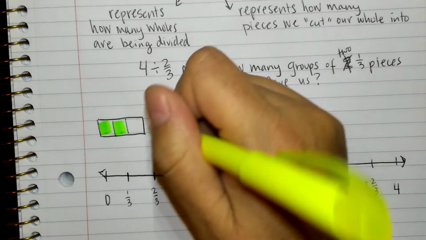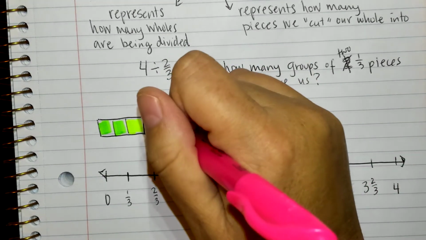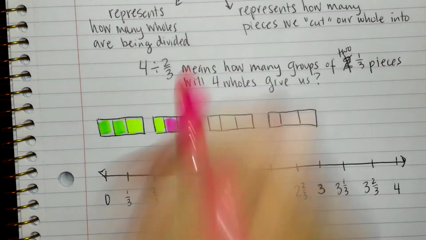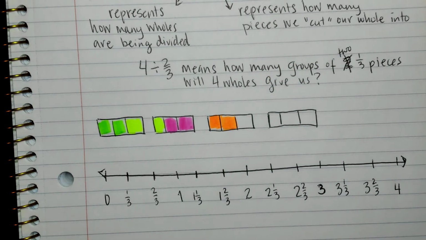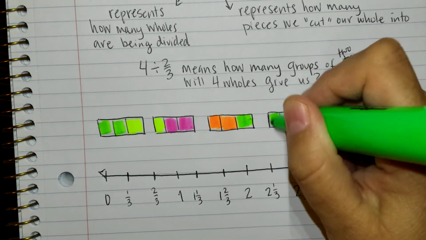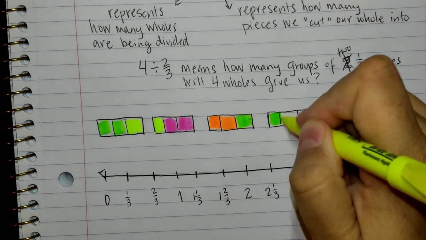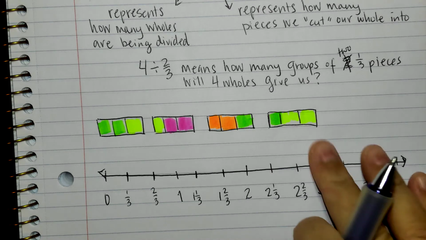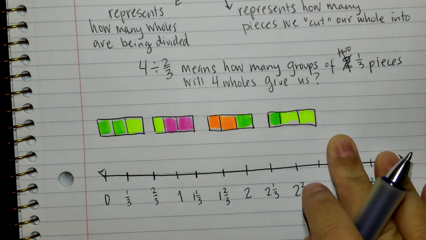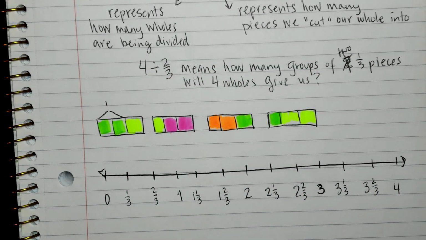2, 2, and it's okay if they're not right next to each other. It's still a 1/3 piece. And so each time I colored in 2 pieces, that is one group. So here is one group. Here's another group.